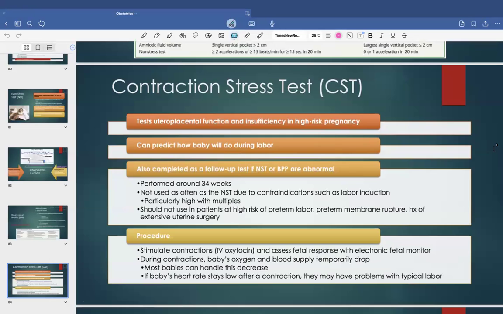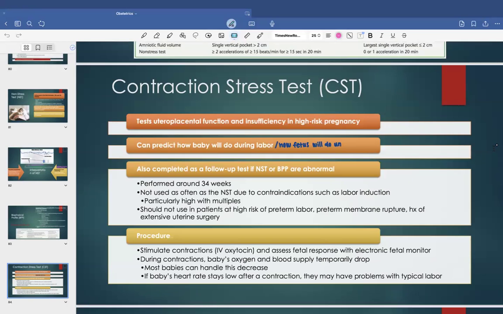So this is performed around 34 weeks. It's not used as often as the non-stress test due to contraindications such as labor induction, particularly high with multiples. It should not be used in patients with high risk of preterm labor, preterm membrane rupture, and history of extensive uterine surgery. This is not the best test because you may stimulate more than you need to.